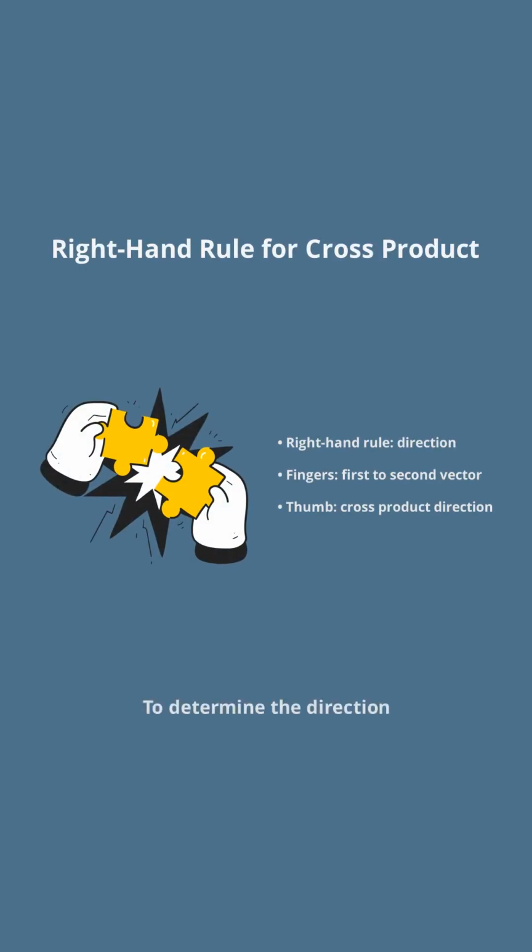To determine the direction of a cross product, use the right-hand rule. Point your fingers in the direction of the first vector, curl them toward the second, and your thumb points in the direction of the result. This rule is essential for understanding the orientation of torque and angular momentum vectors in rotational systems.